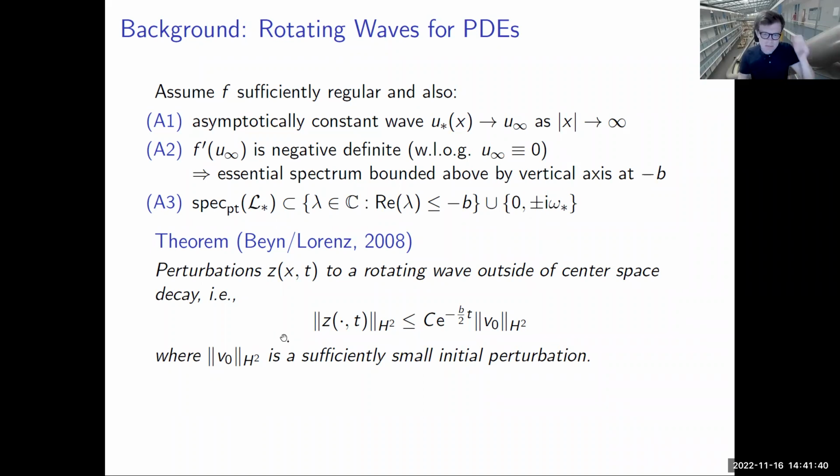And then Kuehn and Lawrence in 2008 proved a nice result that says if you perturb a rotating wave under these assumptions outside of the center subspace, so if you are outside of the center space of these three neutral directions, then the perturbations actually decay in H2, for example. Sobolev space with two weak derivatives. And this says that a deterministic rotating wave under these assumptions is linearly spectrally stable. And you can even beef that up to nonlinear stability.